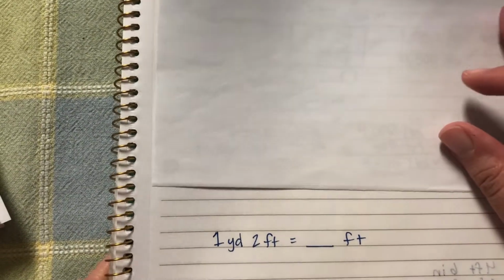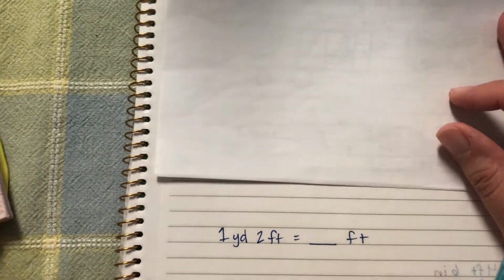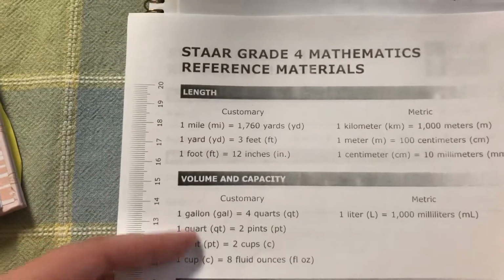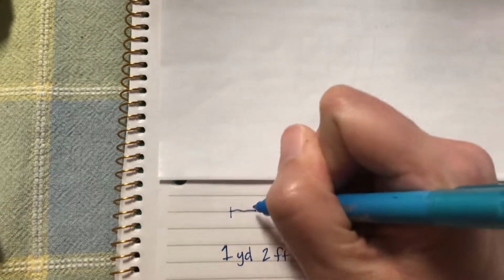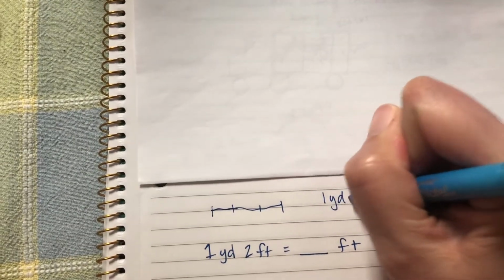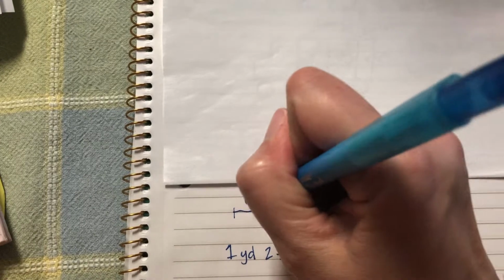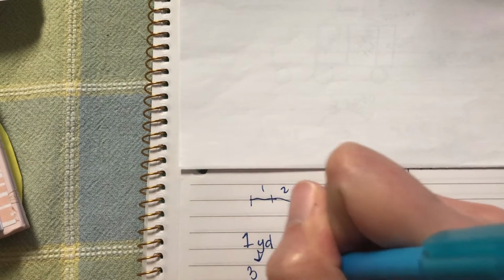All right, so I've got 1 yard and 2 feet, and I'm trying to figure that out in feet. So, go over here. Okay, so 1 yard is 3 feet. So you could, if you wanted to, draw yourself a yard, okay, and then you would know, 1 yard is 3 feet, a little note for yourself.